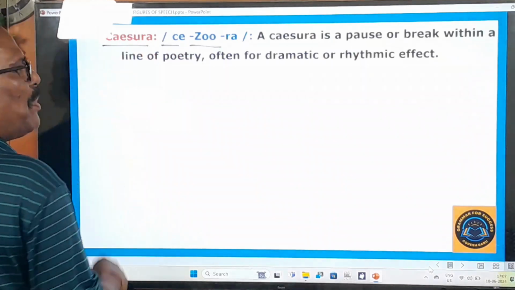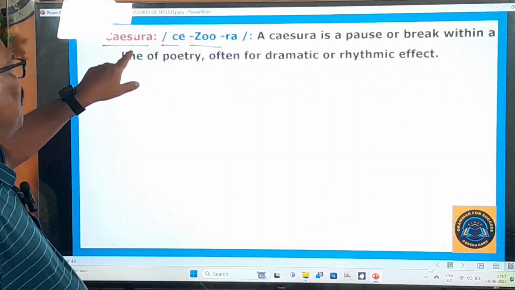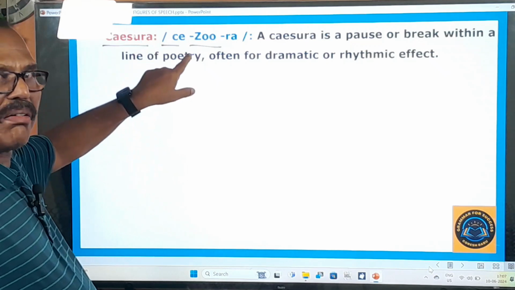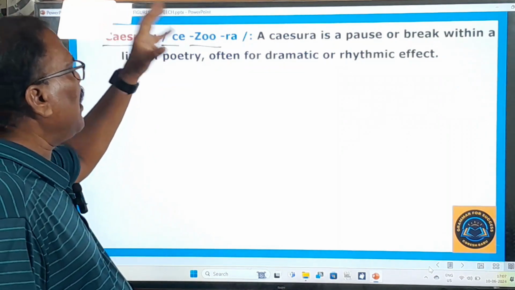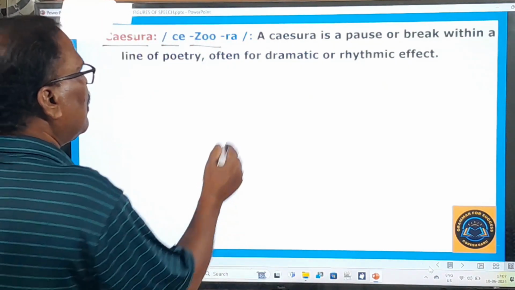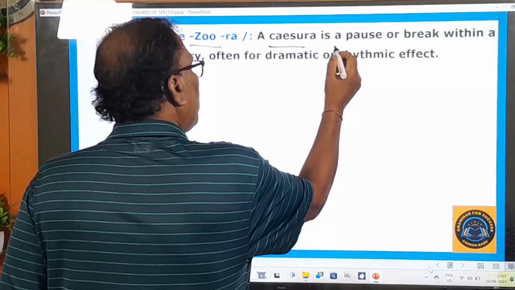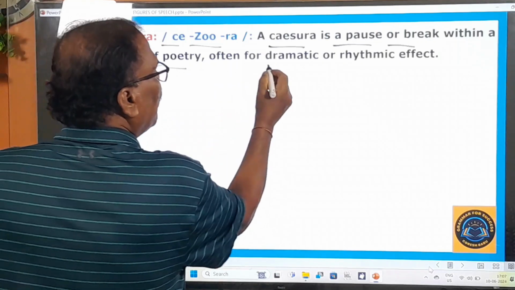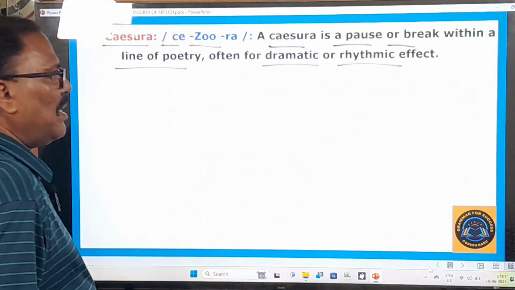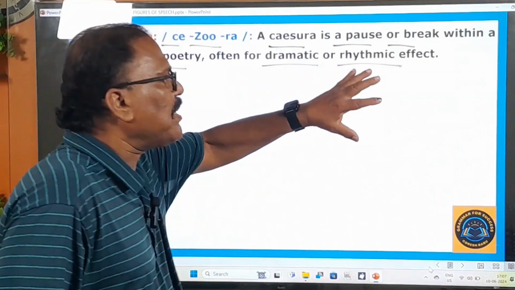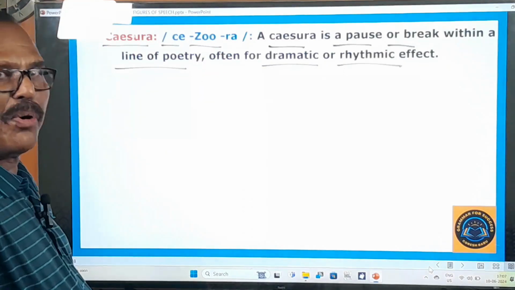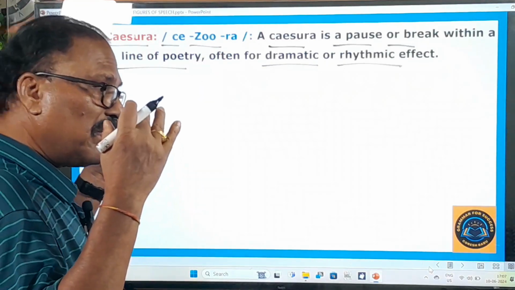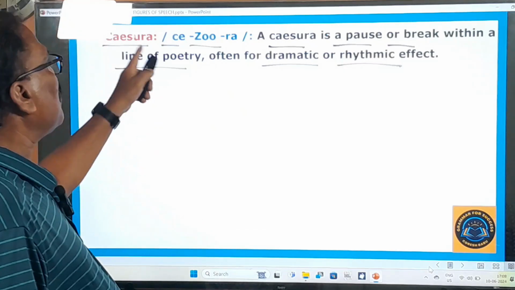Caesura. The correct pronunciation of this figure of speech is Caesura. This is yet another beautiful figure of speech or literary device. A caesura is a pause or break within a line of poetry, often for dramatic or rhythmic effect. For this effect, some break is given in the poetical line. That pause or that break is called caesura.